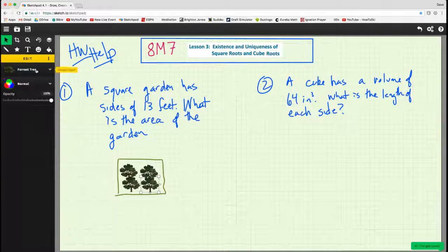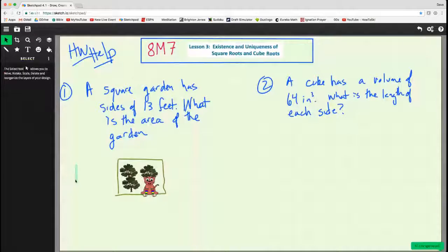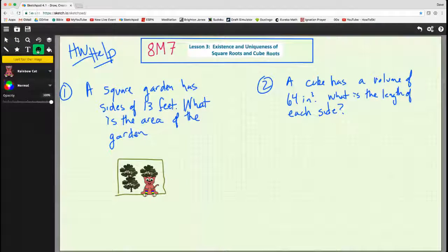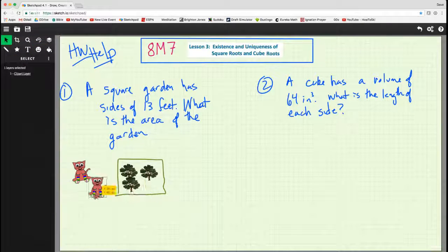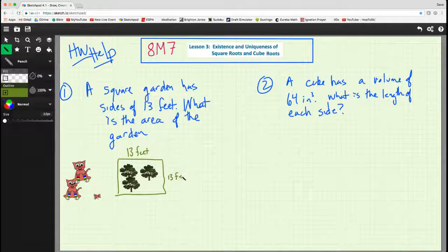And in this broccoli garden, Happy Cat's watching the broccoli garden, hanging out. Okay, and each side is 13 feet.